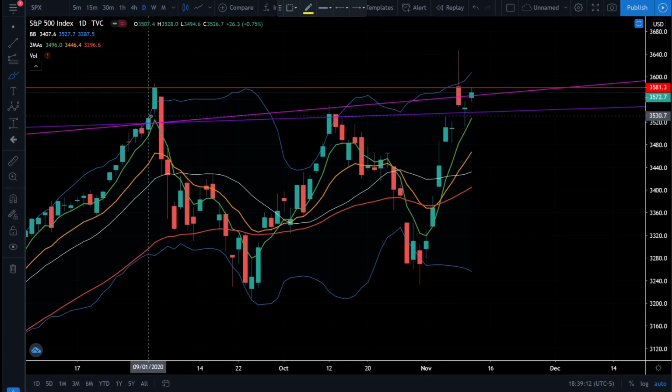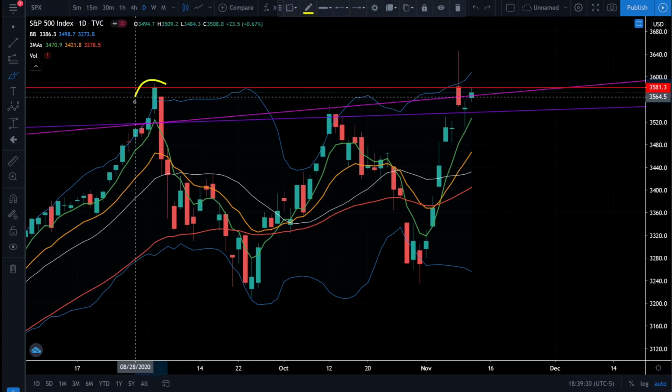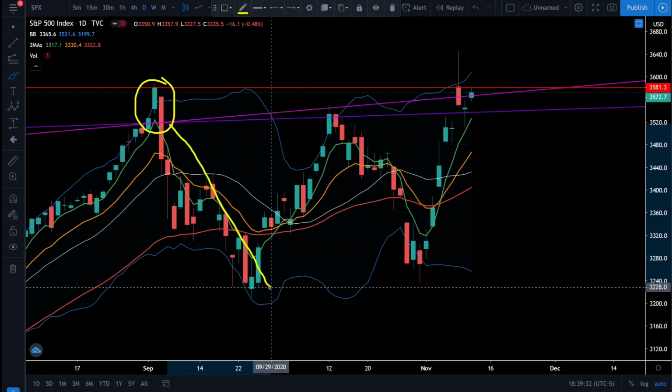You could see back on September 1st, we did break above the resistance trend lines, and then we had that sort of melt up where we formed a brand new all-time high on the S&P 500. However, we now know that that was a false breakout, and then we had this huge correction afterward.